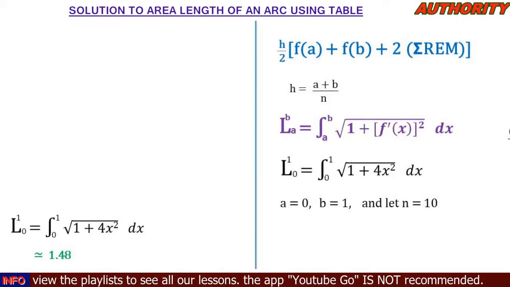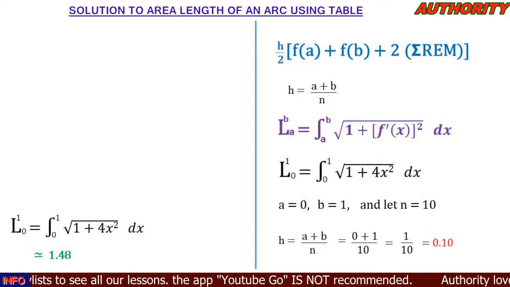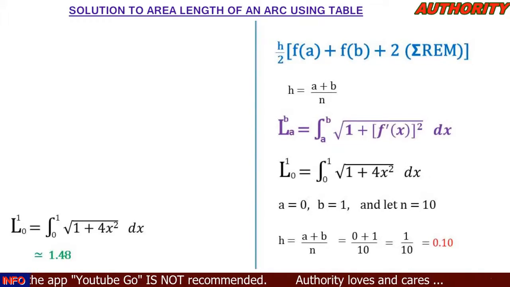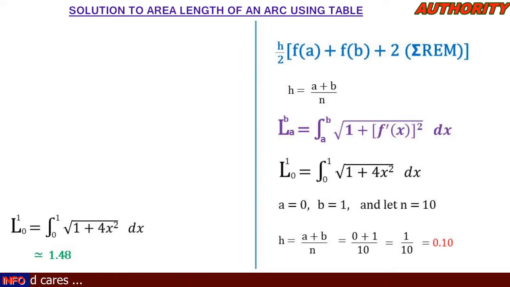So here we said h is equal to a plus b all over n, right? Good. Our a is 0 and our b is 1, so we say 0 plus 1 all over n. n is 10, so we say 0 plus 1 all over 10 is equal to 1 all over 10, which is 0.10. Is that true? Yes.